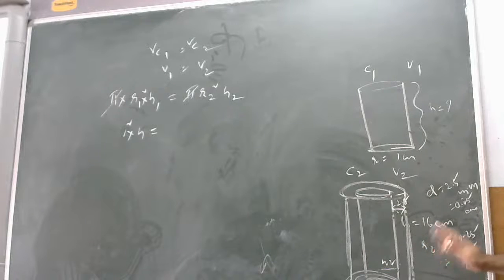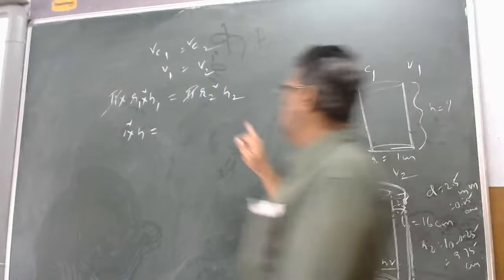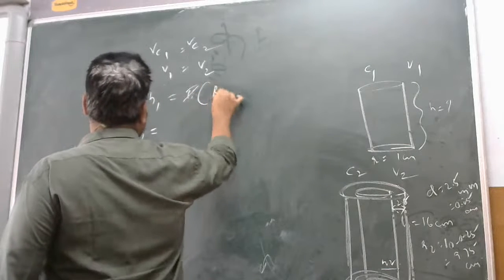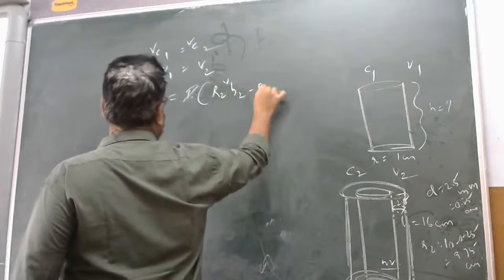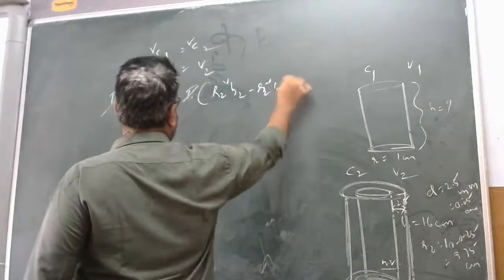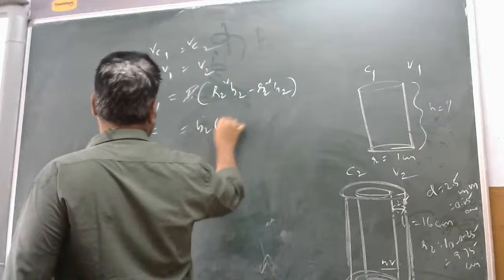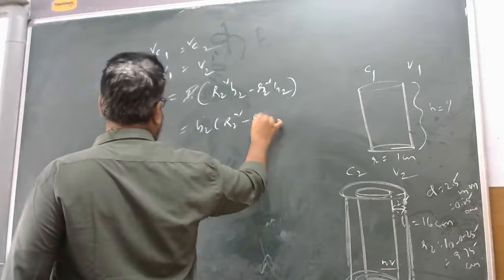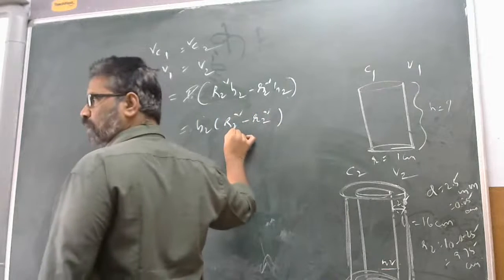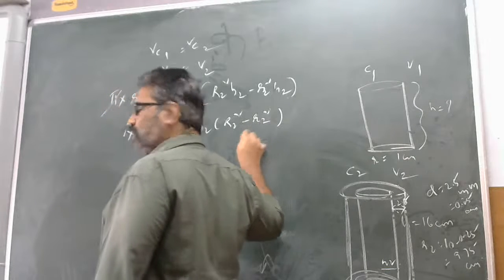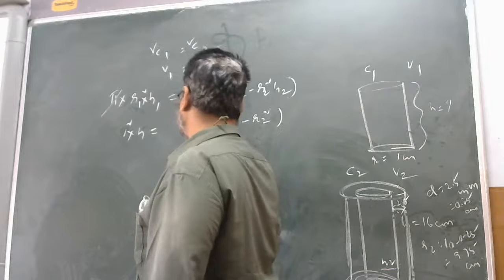Radius, pi r square. Actually, how I get this volume is this: pi into r2 square h2 minus r1 square h2, to be more detailed like this. h2 is common, so pi cancels. h2 into r2 square minus r1 square. This is the outer, external radius, this is the inner radius. Now h2 into this is the height.